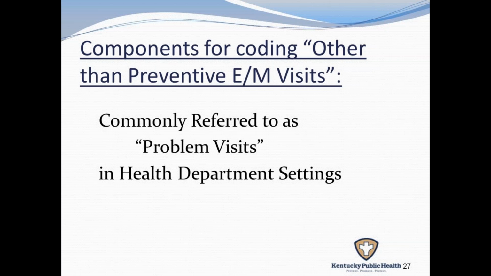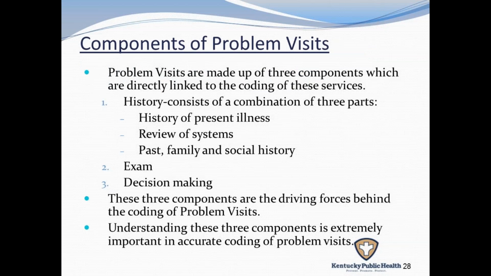Okay, now, components for coding other than preventive E&M visits, which is what we call the problem visits in the health department setting. So, problem visits. Let's get into it, right? Problem visits are made up of three components which are directly linked to the coding of these services. History consists of a combination of three parts. You have history of present illness, review of systems, past family and social history.